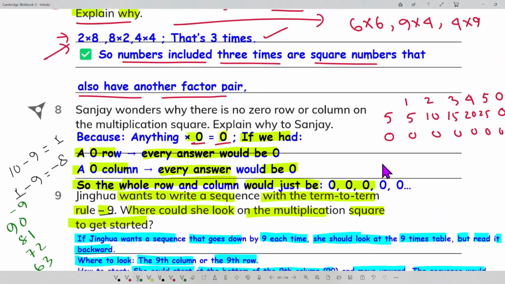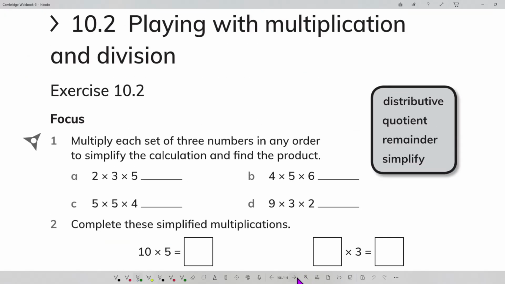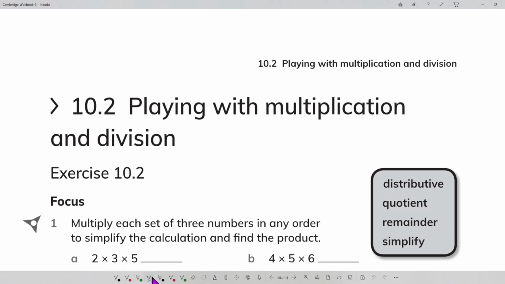So no more today. After this math, we have completed 10.1. Next video, we will start from 10.2, which is very important. The topic 6, playing with multiplication and division.